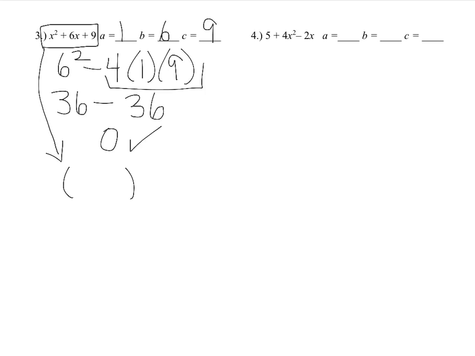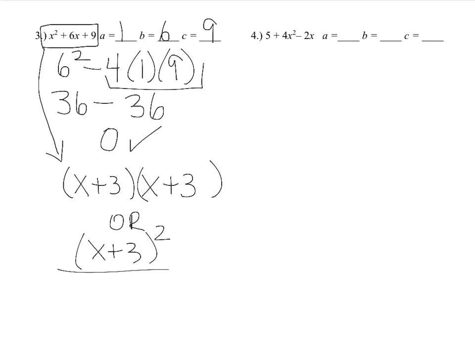So I'm going to take my two sets of parentheses, break up x squared into x and x, and then I'm going to break up 9. Factors of 9 are 3 and 3, 9 and 1. Well, we're trying to get 6x in the middle, so the only way to do that is to do plus 3 and plus 3, which we could say is x plus 3 squared. And there you go.